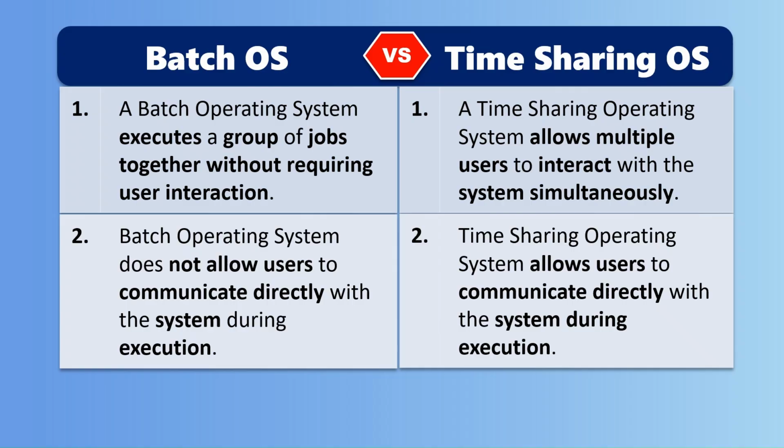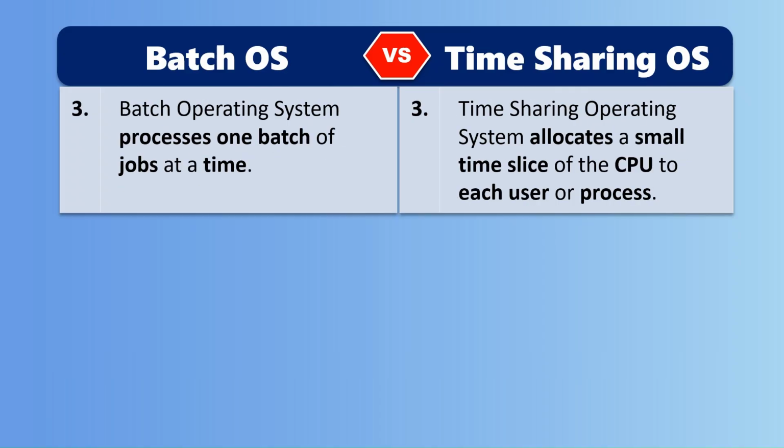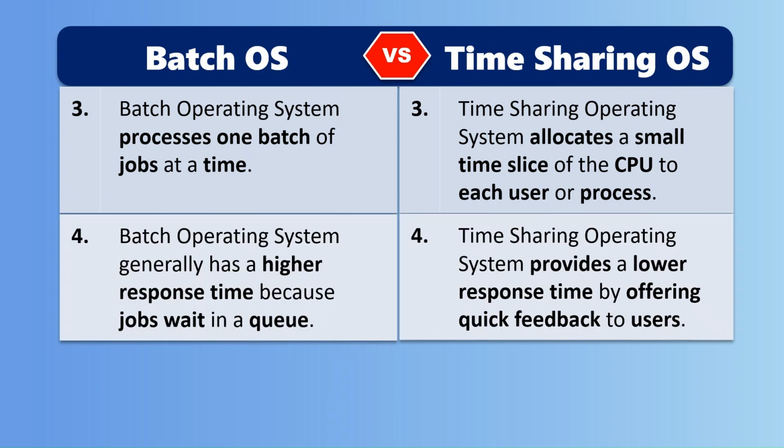Time-sharing operating system allows users to communicate directly with the system during execution. Batch operating system processes one batch of jobs at a time. Time-sharing operating system allocates a small time slice of the CPU to each user or process. Batch operating system generally has a higher response time because jobs wait in a queue.